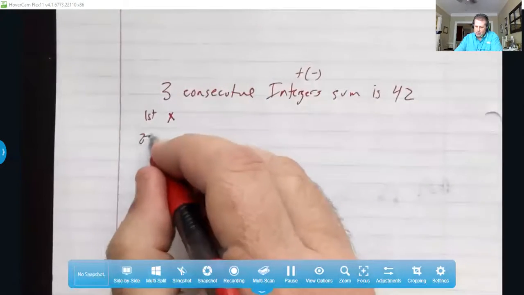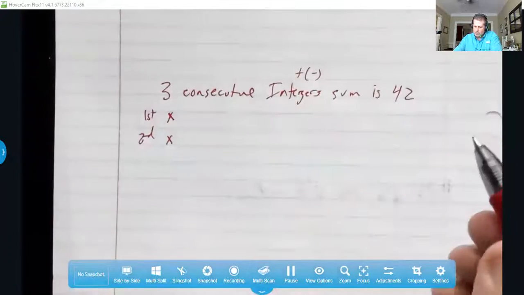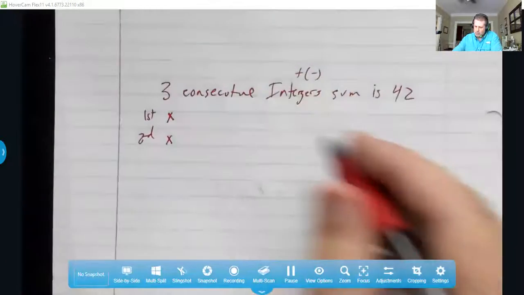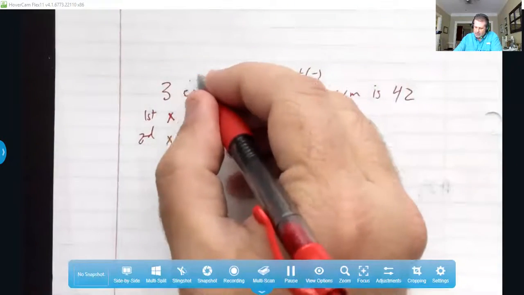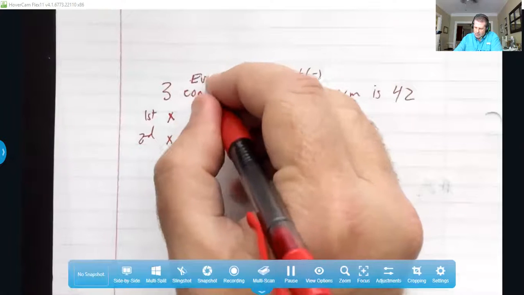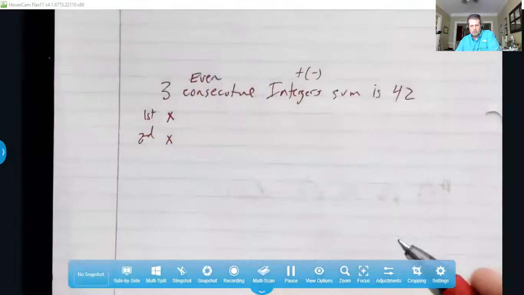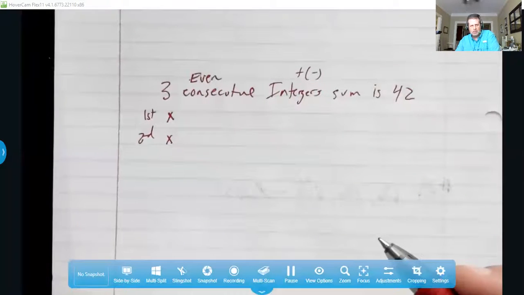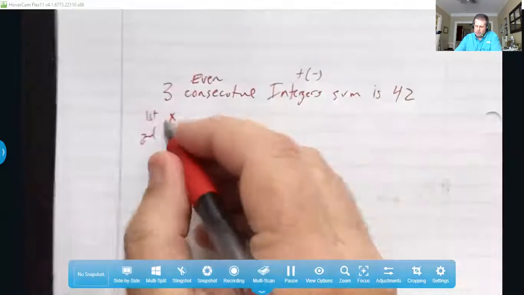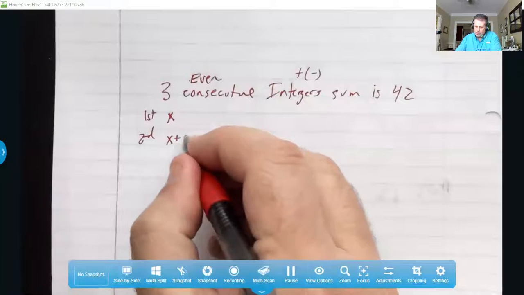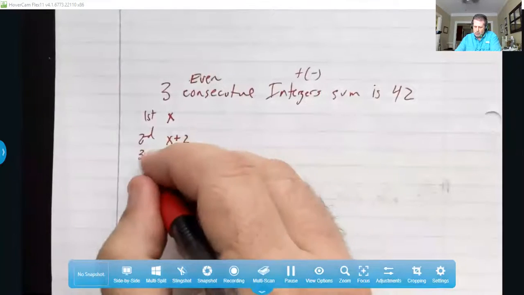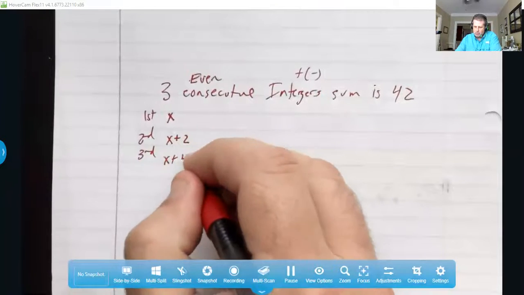The second integer would be x. Okay, actually, let's make this a little trickier. Let's make this 3 even consecutive integers. So 3 even consecutive integers, which means evens are 2, 4, 6, 8, 10, right? So first one x, the second one x plus 2, and your third integer is going to be x plus 4.